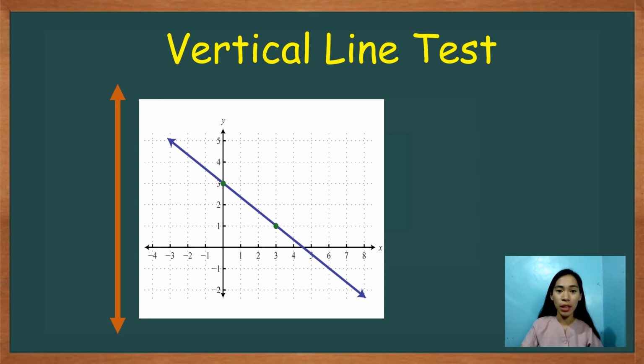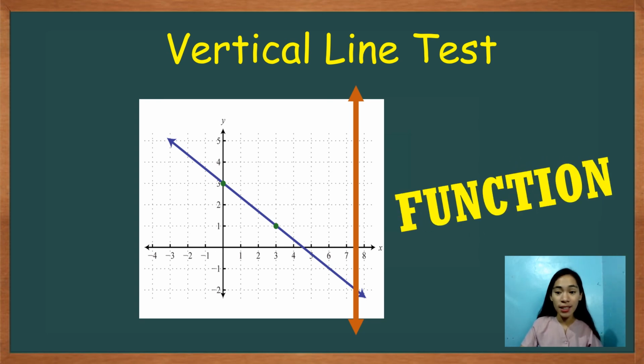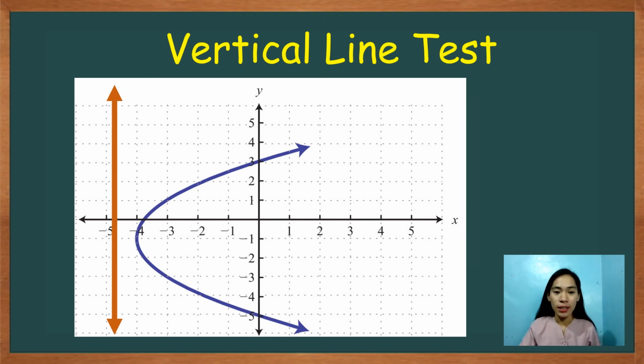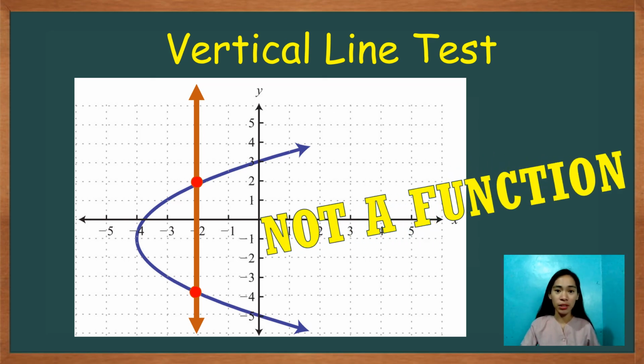Another example, when we draw a vertical line, it passes through and intersects exactly 1 point. So therefore, our graph is a function. Another example. Using a vertical line test, let's see. It intersects exactly 2 points in the vertical line. So this means the graph is not a function.